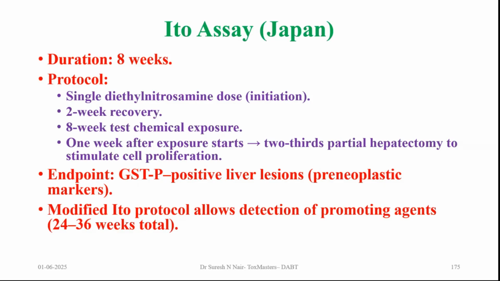The next one is the ITO assay, which is a standard protocol followed in Japan. The duration is 8 weeks. Usually we use a diethyl nitrosamine dose for initiation. Then 2 weeks recovery, 8-week chemical exposure, and after the exposure, a 2/3 partial hepatectomy is done to stimulate cell proliferation, to see whether there is any cell proliferation. Then the endpoint will be the GST positive liver lesions, glutathione transferase positive lesions. The modified ITO protocols allow the detection of promoting agents.